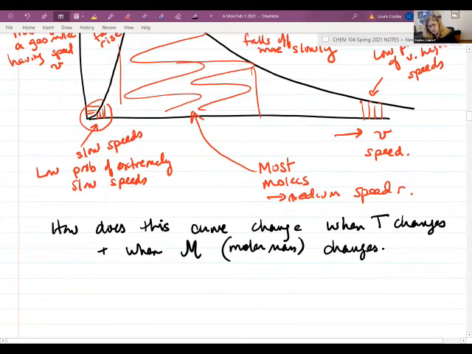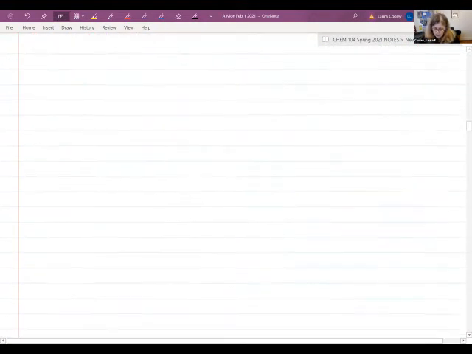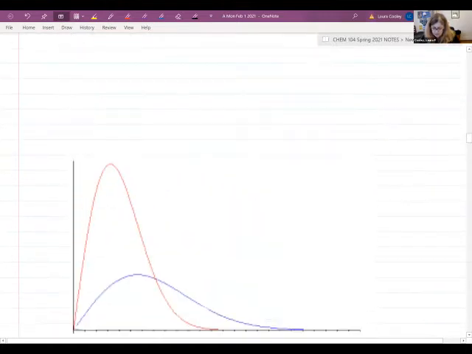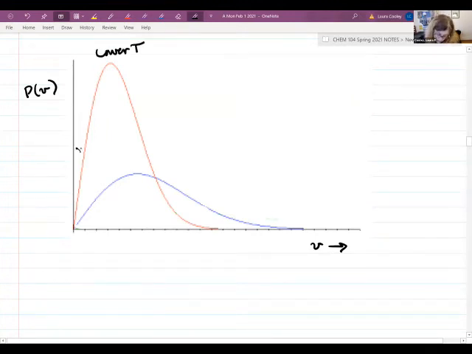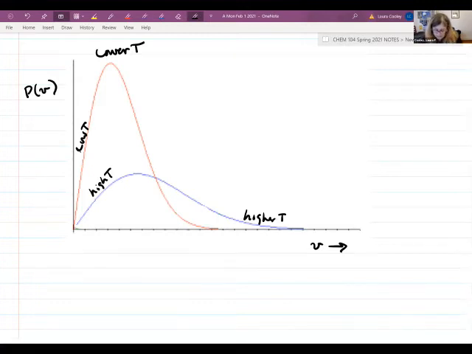So the next curve I'm going to show you is at two different temperatures. Okay, so here I have, I didn't draw it myself because I'm terrible at it, but I have the probability of a certain speed versus speed. And this guy here, this is at a lower temperature. So this is low T. And this is at a higher temperature. Okay, so how do these curves differ? I'd like to take a look.